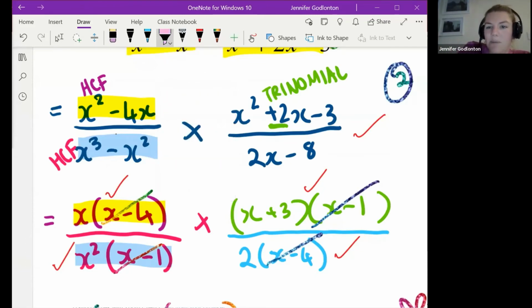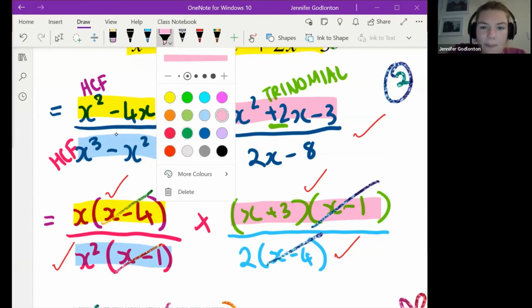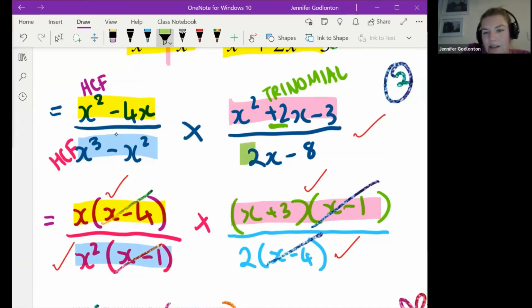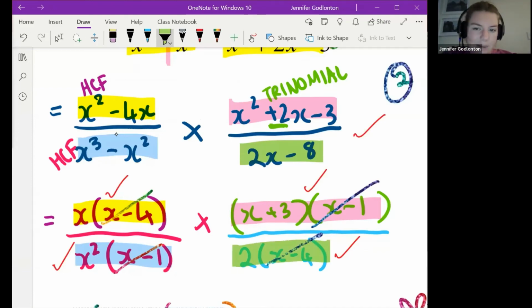Here we had x squared plus 2x minus 3, which is a trinomial, and so that factorized to x plus 3, x minus 1. And our last step over here, we had 2x minus 8, and we took out our highest common factor of 2, and we were left with x minus 4. So all we did was a highest common factor, a highest common factor, a trinomial, a highest common factor.